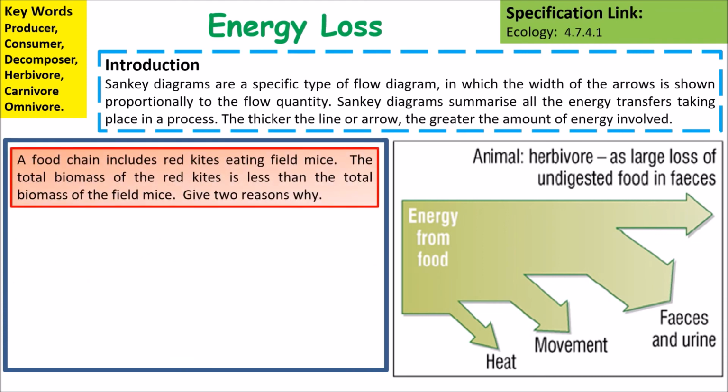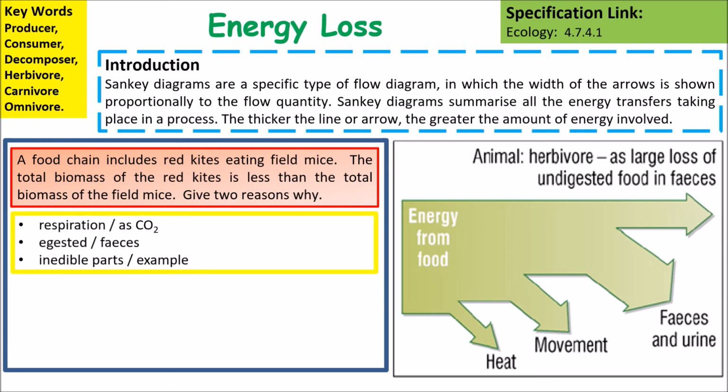A food chain includes things like red kites eating field mice. The total biomass of the red kites is less than the total biomass of the field mice. If we're looking at giving reasons why, some of the reasons might be energy is going to be lost through respiration, through ingestion or feces, or there might be inedible parts of it. So, for instance, the bones would probably not be eaten.